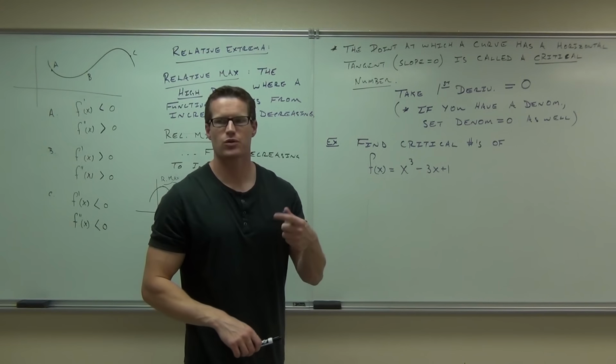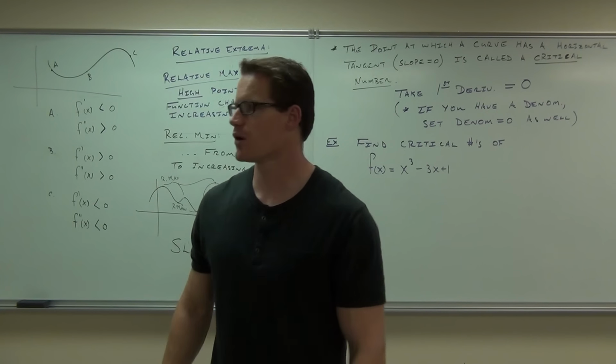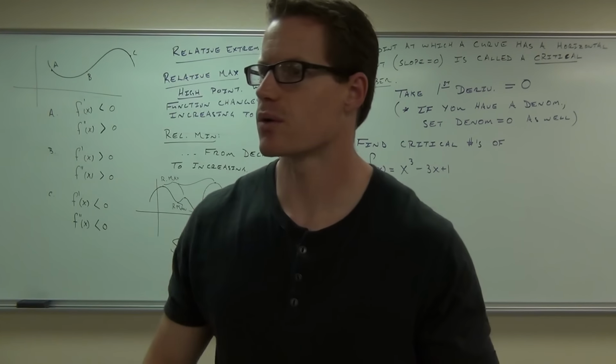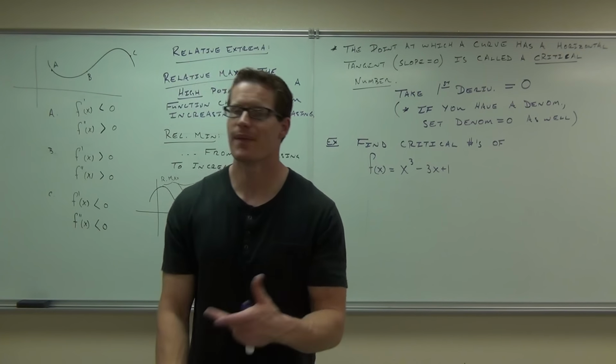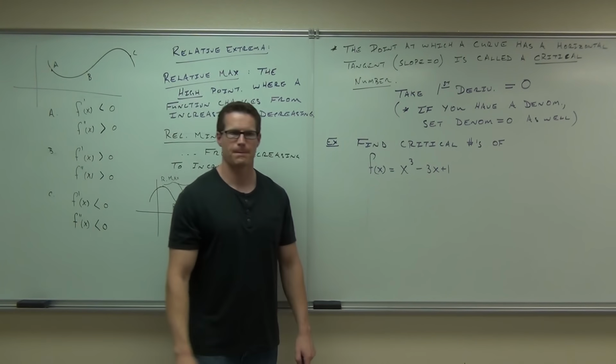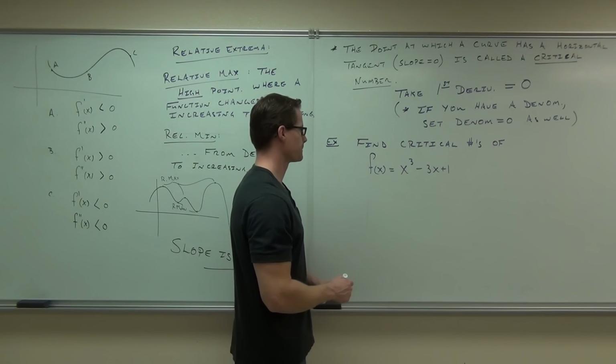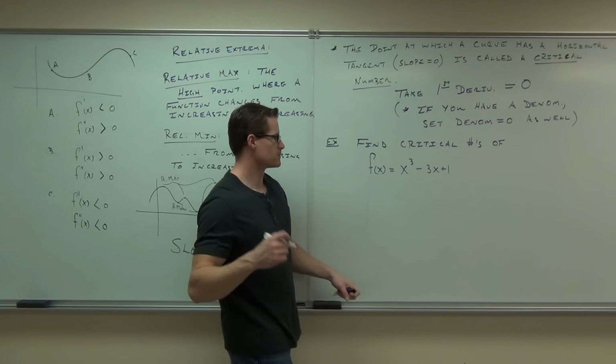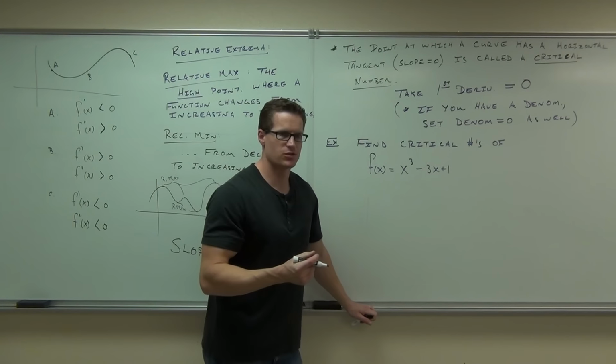What are we going to have to do to find the critical numbers? Well, critical numbers involve slope, right? It asks where the slope equals 0, so find the slope function right now. That means take a derivative. Go ahead, take a derivative. Derivative should be pretty easy. What's the derivative of this thing?